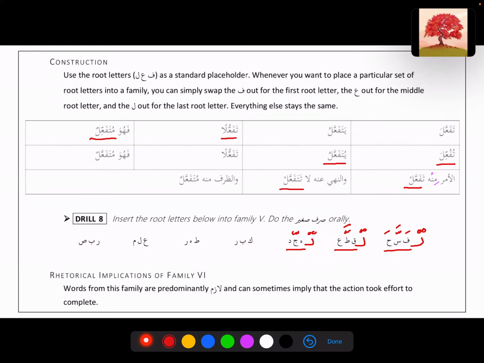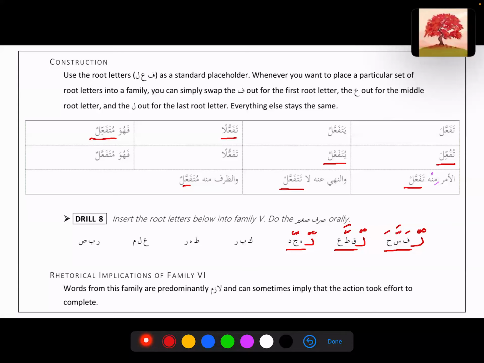La tatahajjud, zarf minhu mutahajjidan, mutahajjidatun. Okay, we need practice on that.